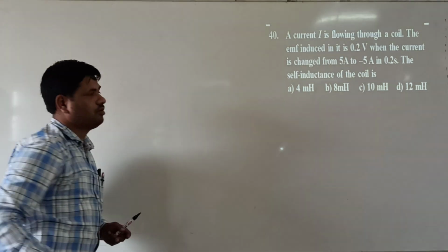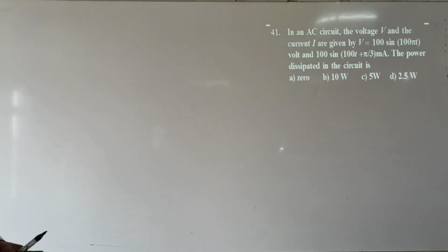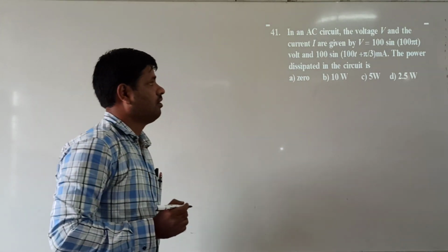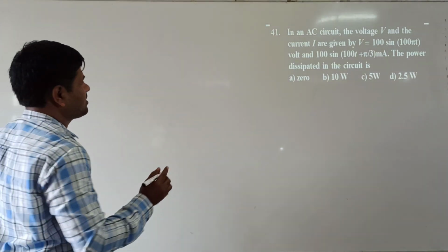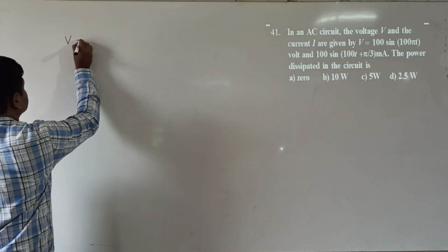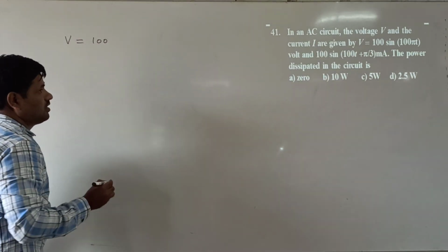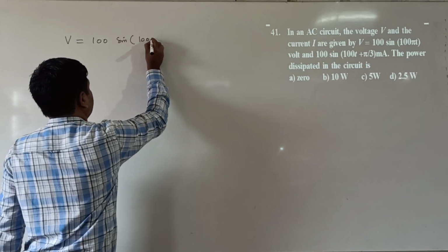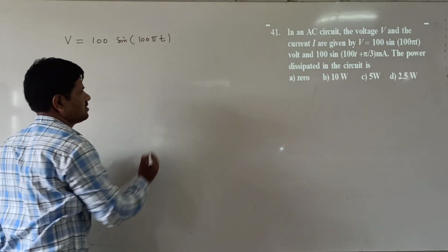Next we go to question number 41. In an AC circuit the voltage V and current are given by the following. The voltage V is equal to 100 sine 100 pi t. This is the voltage.